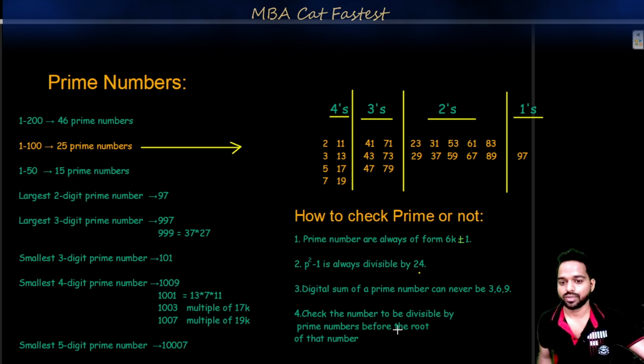What this means to say is, let's say you want to check 119, whether it's a prime number or not. Its root will lie between 10 and 11, since 121 is 11 squared, which means you can check the prime numbers before 10. You just need to check with 7, 5, 3, and that's it. If it does not get divided by these, then it's a prime number.